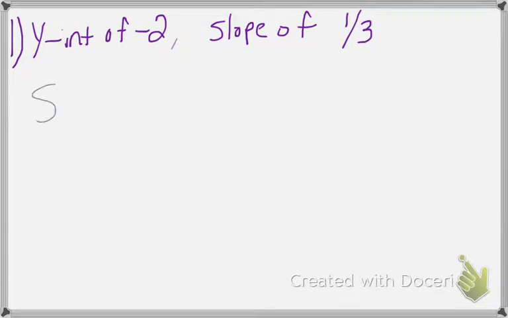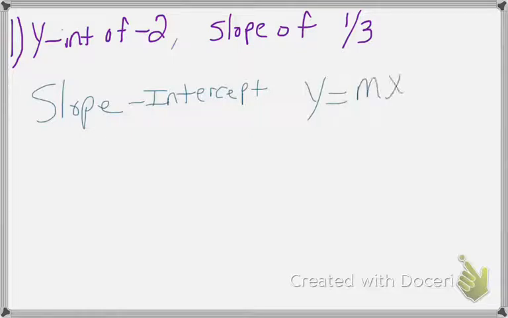We would use the slope-intercept formula, which is y equals mx plus b. Slope is another word for the letter m, and the y-intercept is another word for the letter b. So we're just going to substitute.